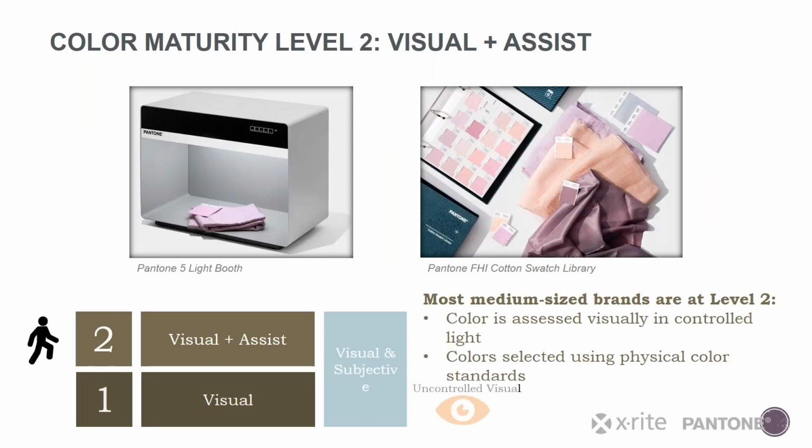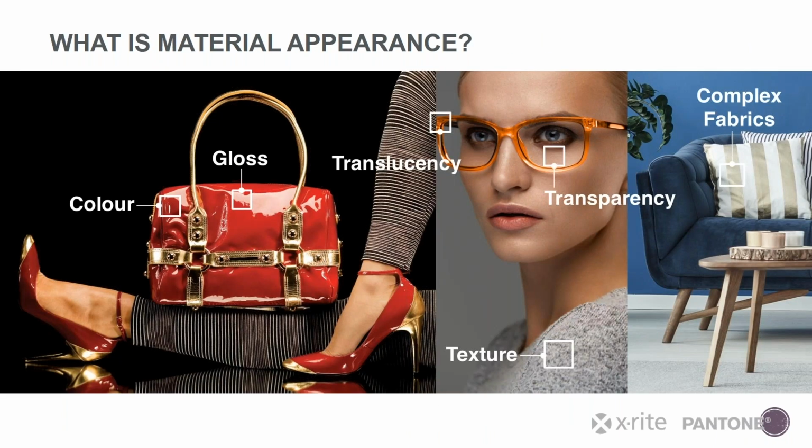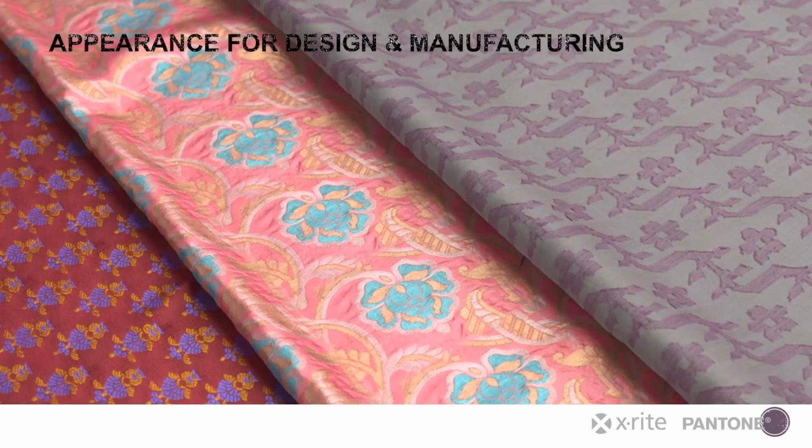So let's go through this. I talked through this already: what is material appearance? We have a color, but we also have gloss. There's translucency, there's transparency, there's texture. How do you do complex fabrics like this, where you've got those gold strips on that white matte back surface? When you're looking at very complex products like this, how do we characterize that? How do we take advantage of digital?